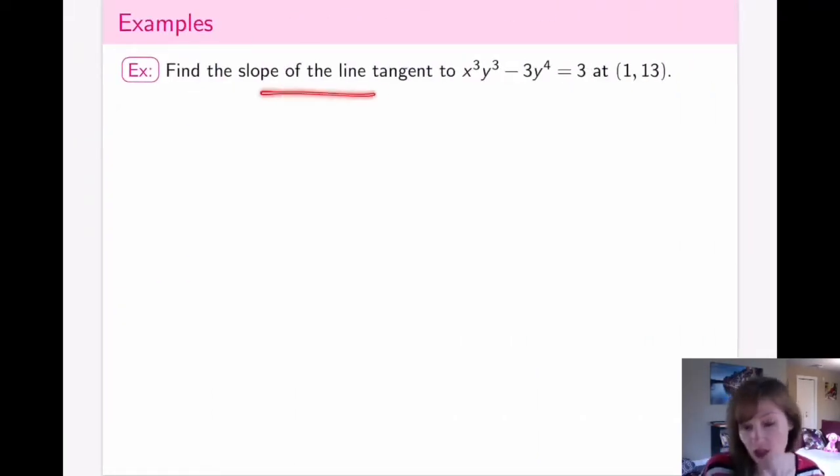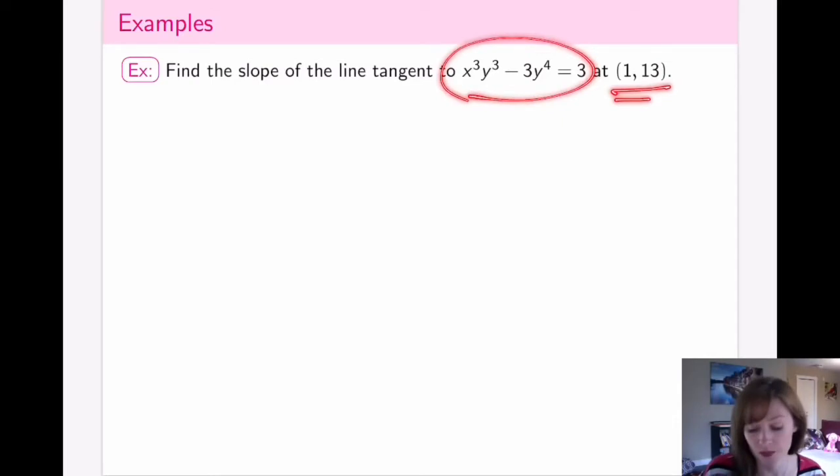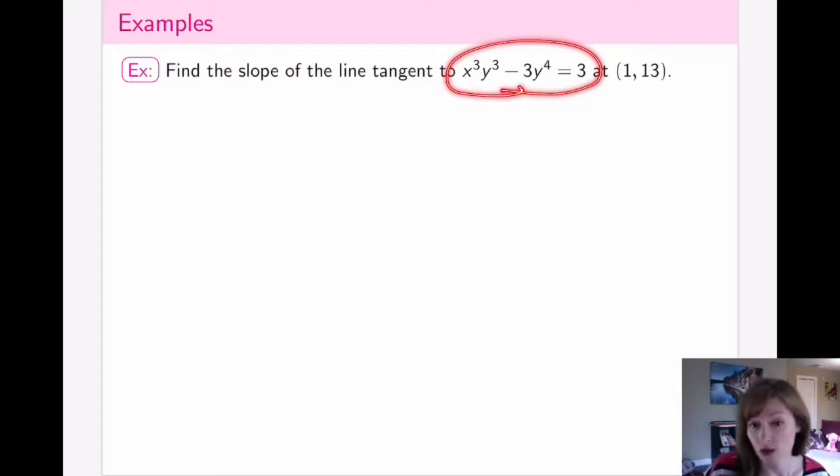Slope of the tangent line, of course, is a derivative. So this question is just asking to compute the derivative of this function at this point. Great. So let's take a look at this function here. x cubed y cubed minus 3y to the 4th equals 3. Clearly, y and x are all mixed in together. This function is given to us not directly.